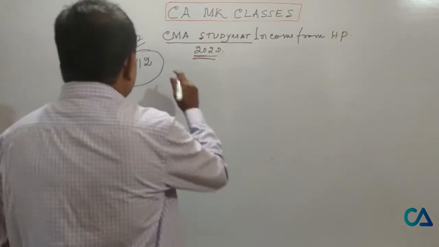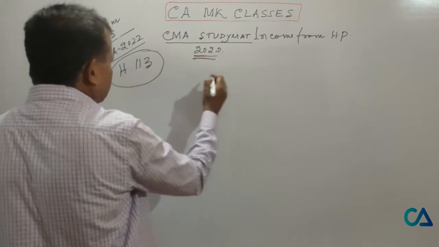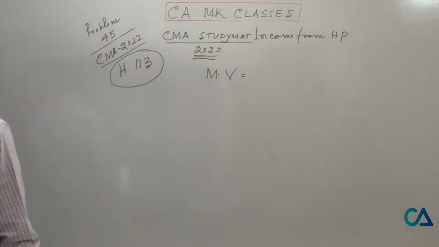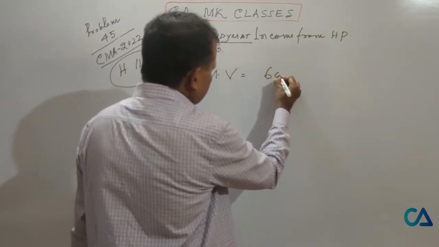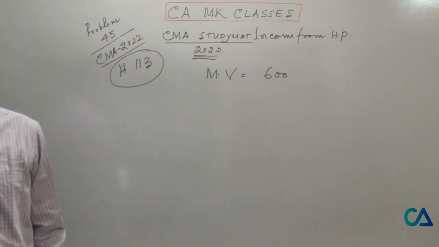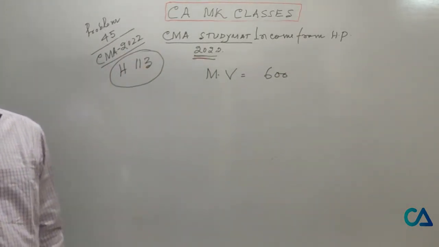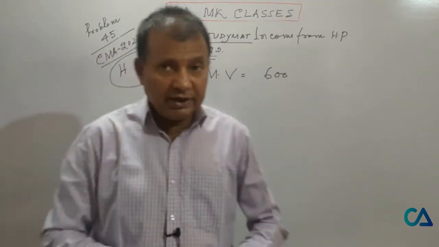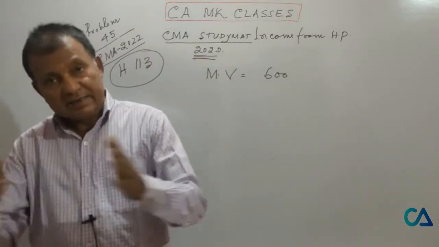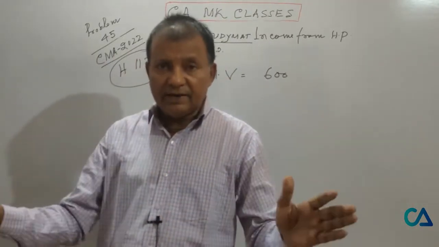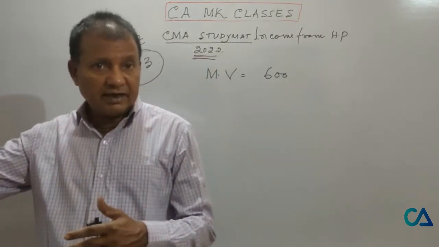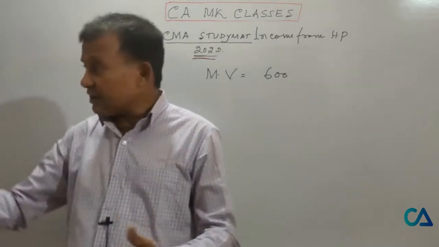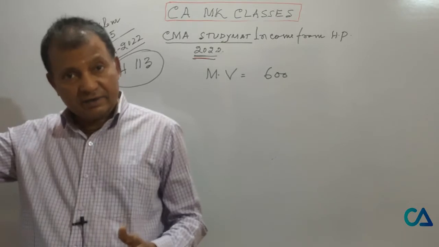Property number 113. Municipal value is 600. This is municipal value. Rent of similar property. Friends, rent of similar property means same locality, same facility, everything same; the rent of the other house, that is called fair rent. So a similar house has got a let out rent, say X.